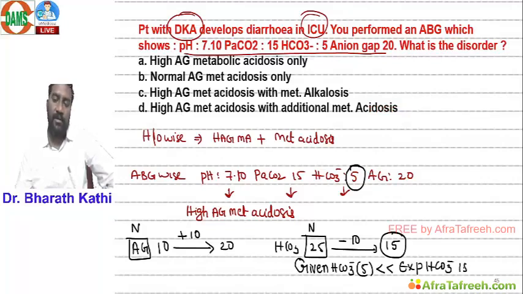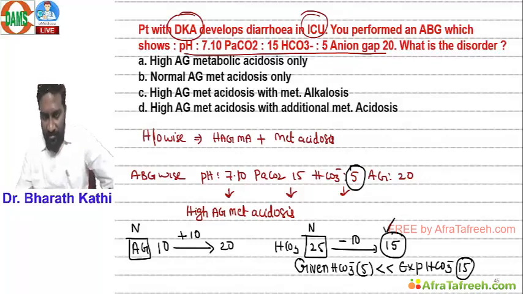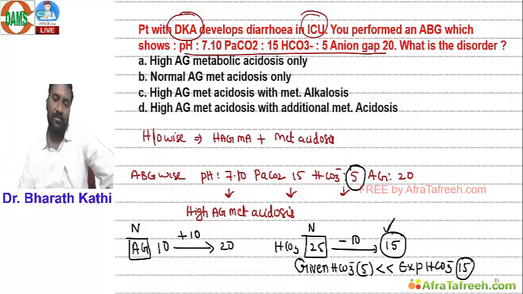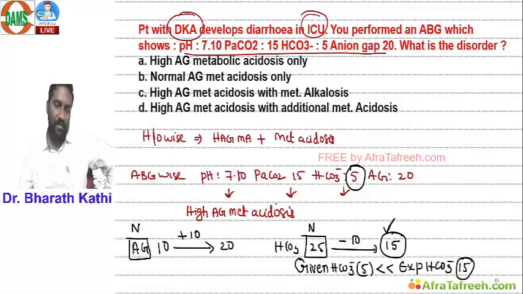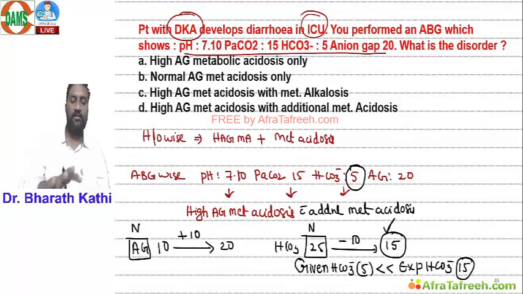If it was a single high anion gap metabolic acidosis, bicarbonate should have stayed at 15, but it has further decreased to 5. It means there is some other disorder causing bicarbonate to decrease excessively than what is required. Any disorder that causes bicarbonate to decrease excessively should be called metabolic acidosis. So there is another additional metabolic acidosis: one high anion gap metabolic acidosis with a normal anion gap metabolic acidosis.